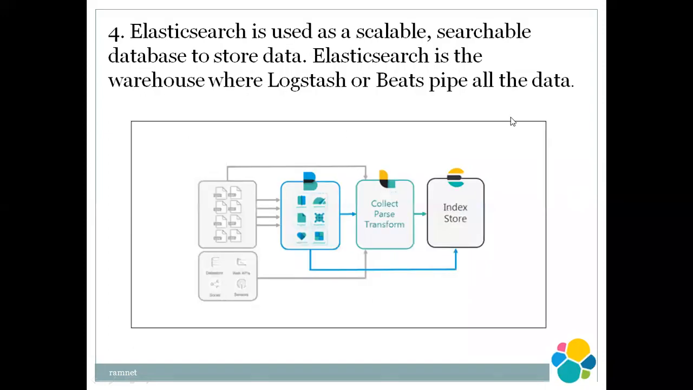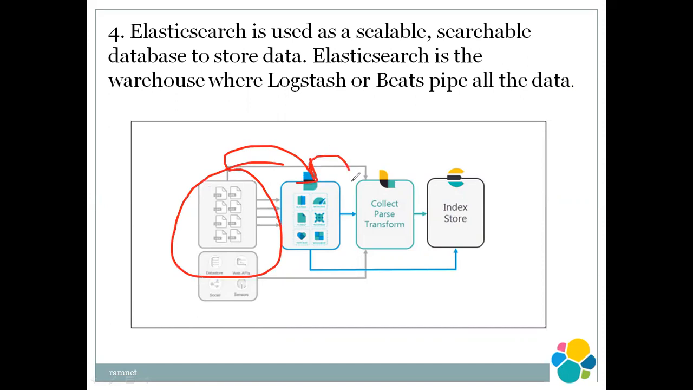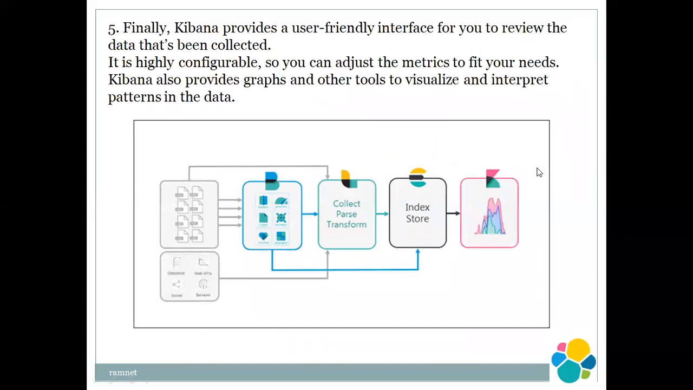Elasticsearch is a scalable, searchable database used to store the data. Elasticsearch is a warehouse where Logstash or Beats pipe all the data. Everything is coming over here. It's creating an index for us. You see that? These are raw logs coming in. Beats is collecting it and collecting all the parsing information, Logstash or Beats, whichever you use. Then it goes to the Elastic indexing store. Everyone is dependent on each other.